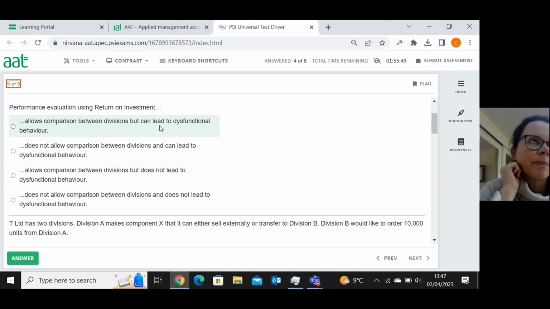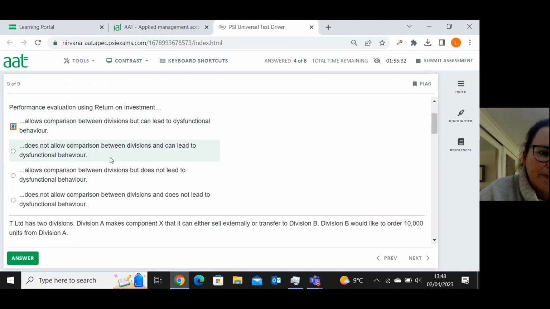Yes, because when we were learning about this, we saw that what the manager of the department might conclude could be different from what the company overall might conclude, and therefore action. So that would be an example of dysfunctional behaviour.